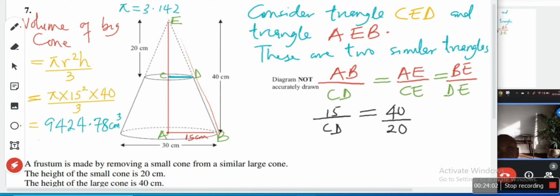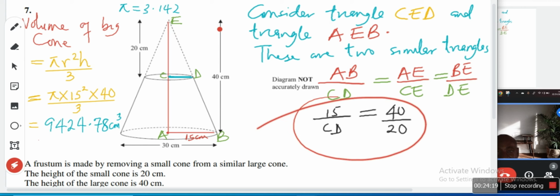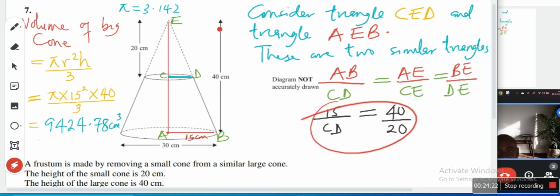By the way, you know you can find this. How will you find BE? You can use Pythagoras theorem to find BE, and then you use the ratio to find the remaining one, DE. But I think what we focus on is just this, because that's what we need, and I will tell you why. We just find CD. CD will give us the radius of this small cone that is cut off, because when we have the radius of the small cone, we can find its volume.